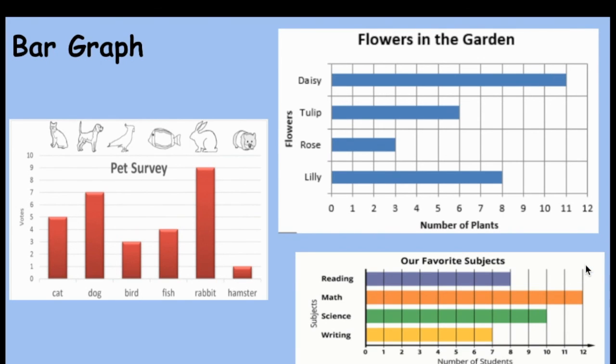And lastly, we have this bar graph titled Our Favorite Subjects. And once again, the categories are reading, math, science, and writing. I'm predicting that someone went around asking many students what their favorite subject was and then organized the data in the form of a bar graph. Which subject received the most votes?